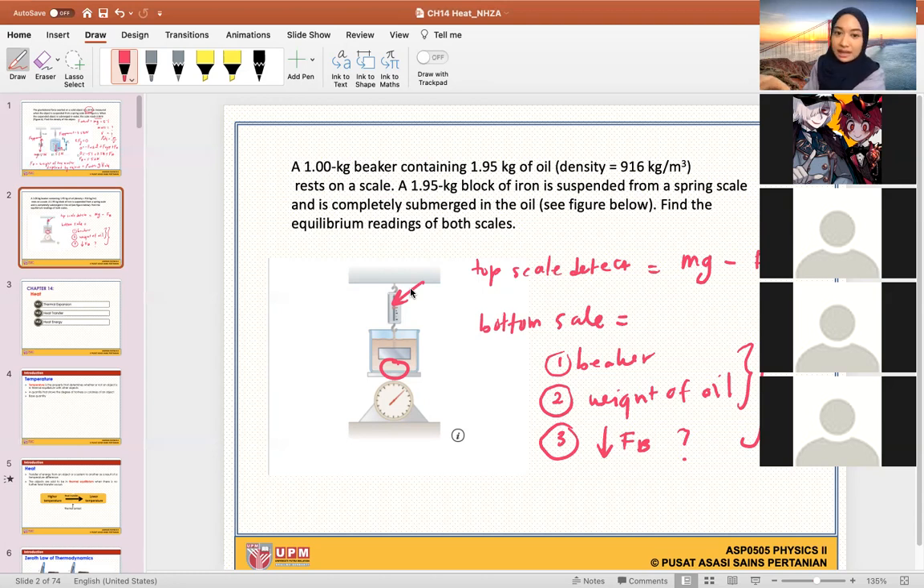Tak. Kan? Awak yang pegang bola tu kan. Sekarang ni awak yang pegang bola tu is the top scale. Dia pegang mg tu. So ni kawan awak tak rasa pun mg tu, sebab tak bersentuh pun. Weight tu tak rasa kat dia. Dia hanya rasa force, buoyant force je, sebab buoyant force tu datang daripada oil. Sebab tu dia boleh rasa.